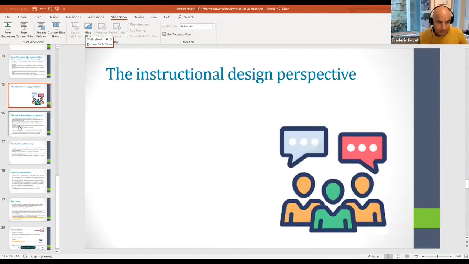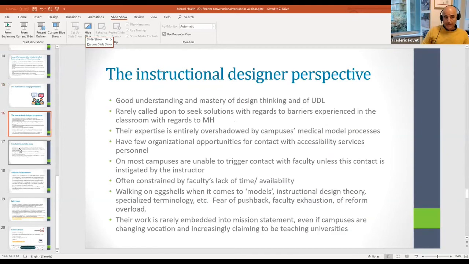Now quickly, because I'm conscious of time, what about the instructional design perspective? So quickly slip into those shoes and think about instructional designers on campuses, if you are lucky enough to have instructional design and an instructional design center. I'll sum up some of what I've collected so far. They have obviously a good understanding and mastery of universal design. That is not a problem. They have the resources. But they are rarely called on to seek solutions with regards to barriers experienced by students with mental health issues. So we've seen that disability service providers are registering this, the instructors are feeling it, but the instructional designers are not being called into this dialogue to actually provide solutions. Often their expertise is overshadowed by the campus's medical model. So they have the expertise, they have the solutions, but we are still going to go and see a psychiatrist, get a medical note, and leave. We're not doing this sort of triangular correlation between the problem and the causation.